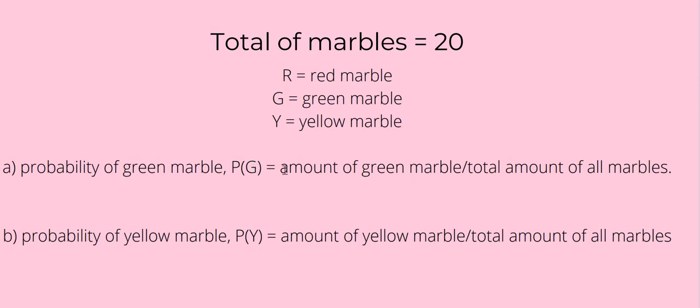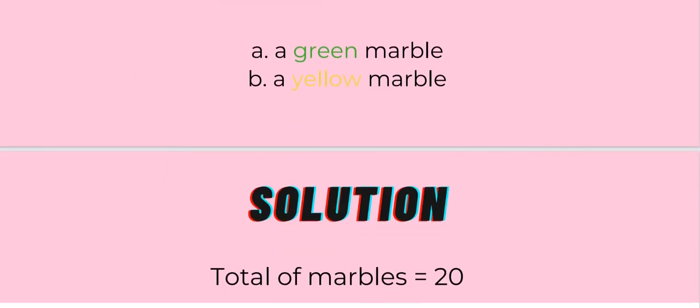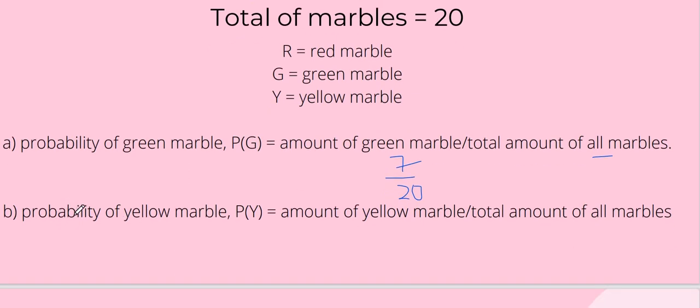So what we do is we get the amount of green marbles. The amount of green marbles is 7. Then the total of all the marbles, which is 20. So we have 7 divided by 20, 7/20. That's the answer for the probability of getting a green marble. Now the next one is the probability of getting yellow.